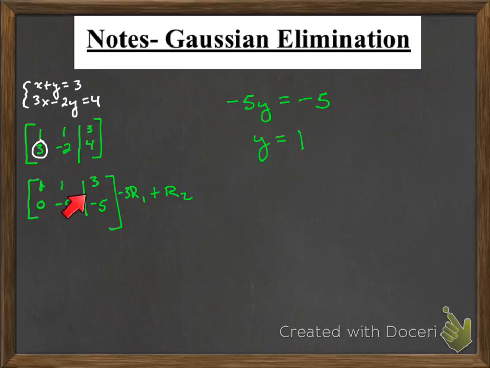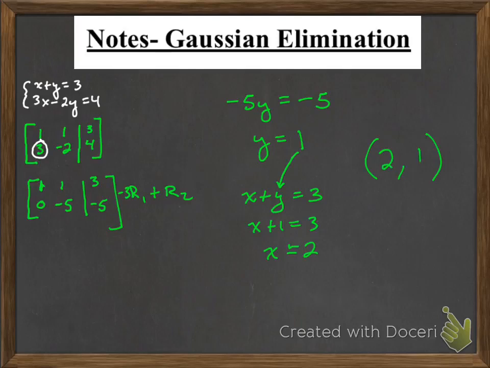Now, this equation up here can be written as 1x plus 1y equals 3. And we know what the y value is, so we can put that in, giving us x plus 1 equals 3, therefore x is equal to 2. So your solution is a coordinate. X value goes first, and then your y value.